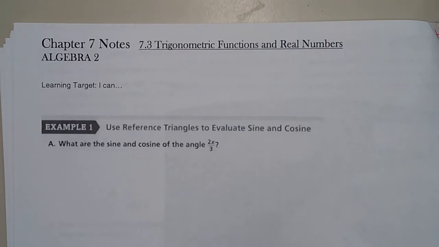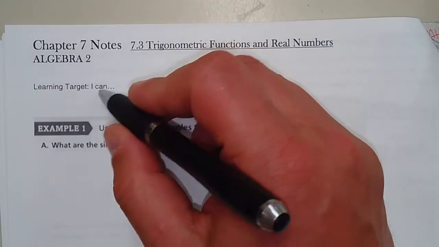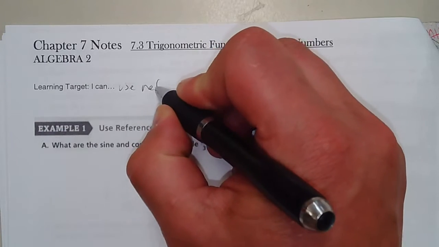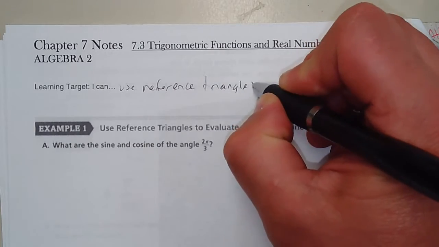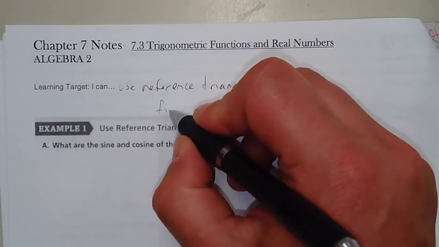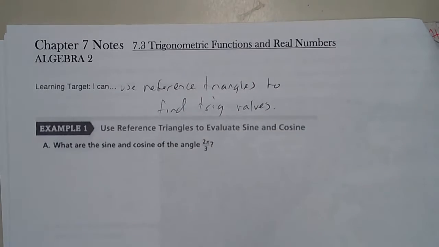All right, so final section of notes here. We got 7.3. We spent a couple days on this. So 7.3 is trigonometric functions and real numbers. The real goal here is I can use reference triangles to find trig values, or ratios. We'll go with values, I think that makes the most sense. We're going to be focusing on reference triangles in the unit circle and using that to come up with different ratios. And we're going to learn a couple identities, but we'll get to that later on.